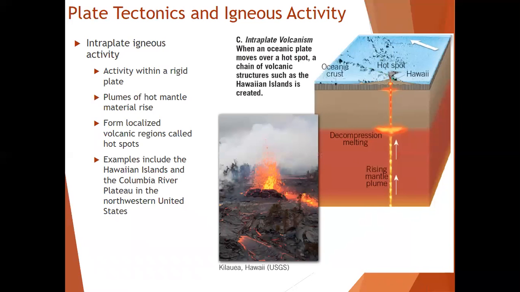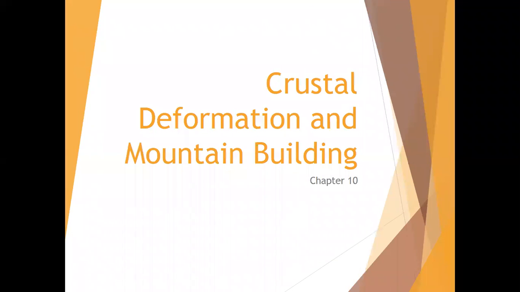We don't quite understand all of the mechanisms involved with this. There is a suggestion that there could be a relationship between hotspot activity and some past extinction events from a biological perspective. This is the end of chapter 9, but we're going to be continuing through to chapter 10, which deals with crustal deformation and mountain building. So this is going to go directly along with chapter 9's information.